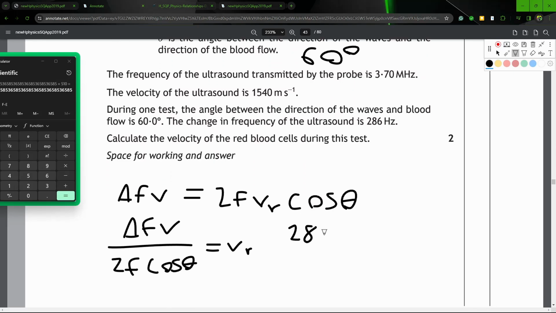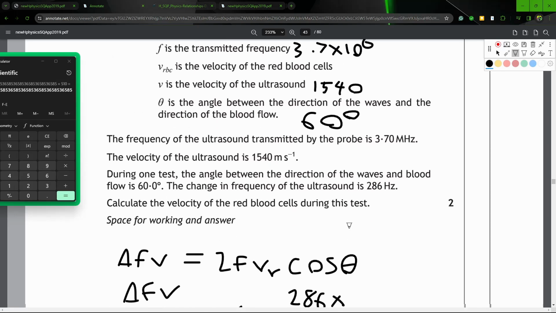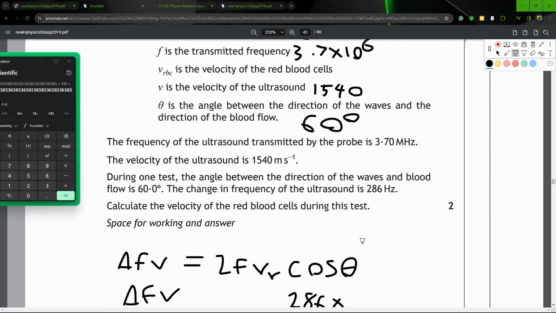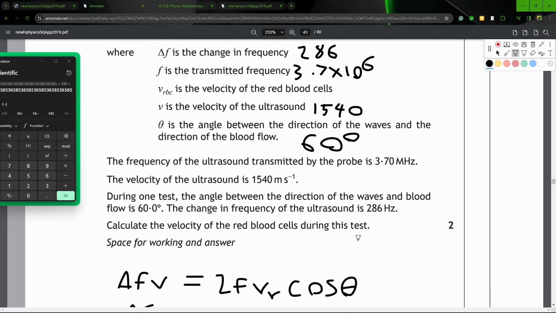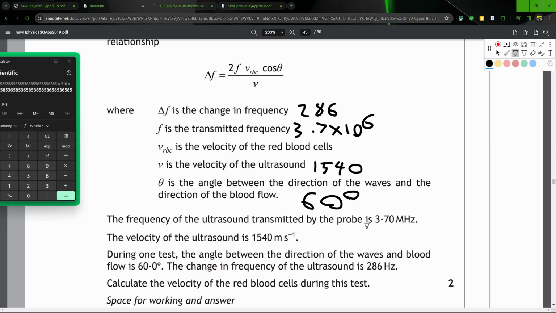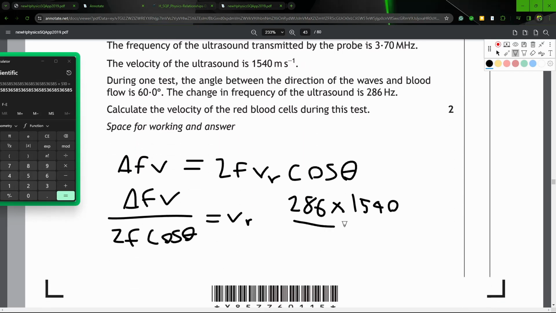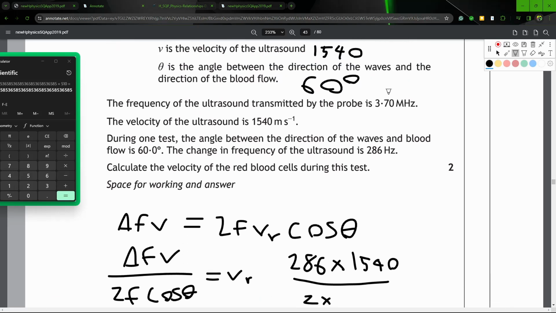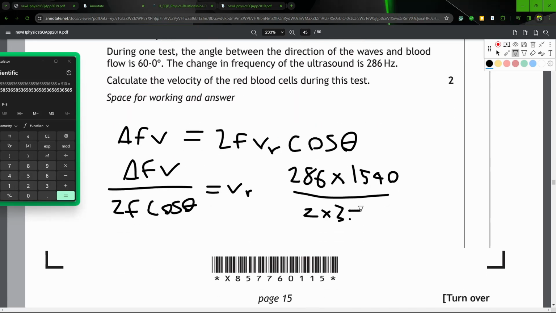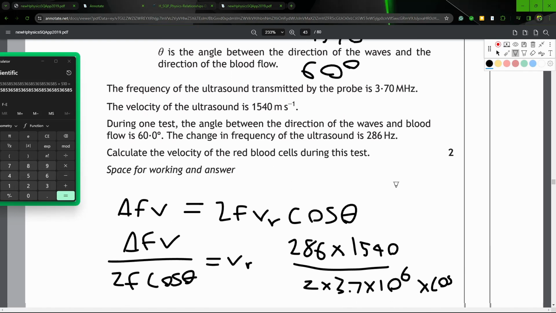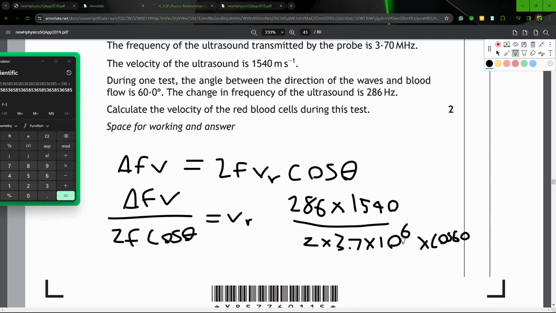So that's 286. It's just 286 Hertz, isn't it? Yep. And then times by the velocity of the ultrasound, which is 1,540, over 2 times the original, which is the transmitted frequency, which is 3.7 times 10 to the power of 6, times cos 60 degrees. Easy one. I'm terrified of this.